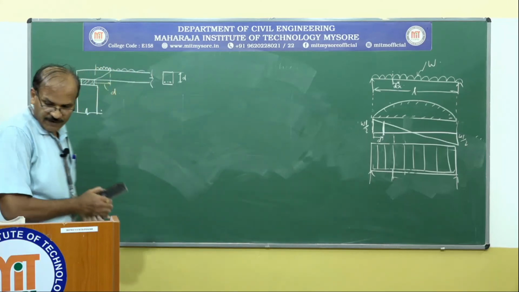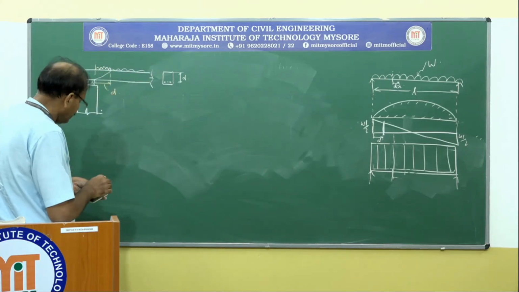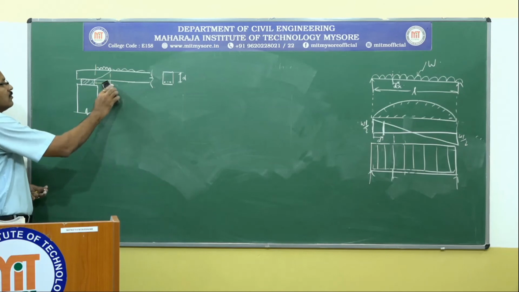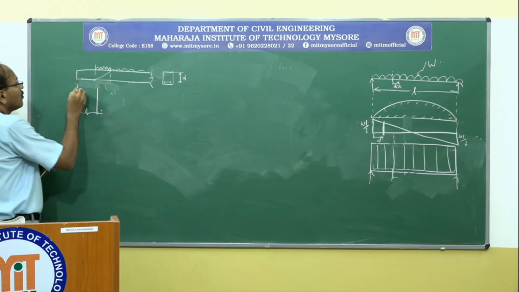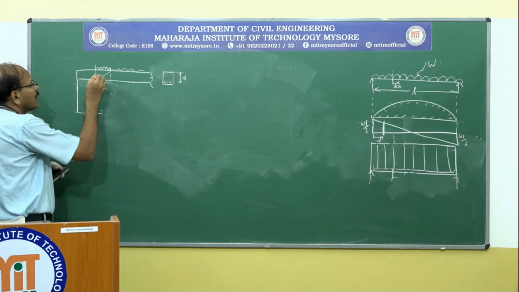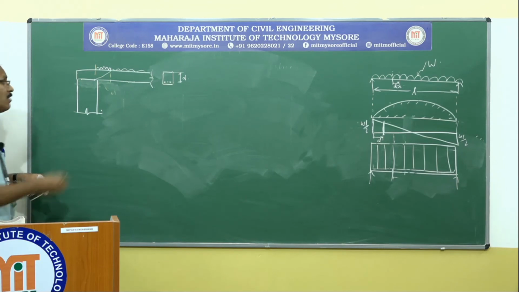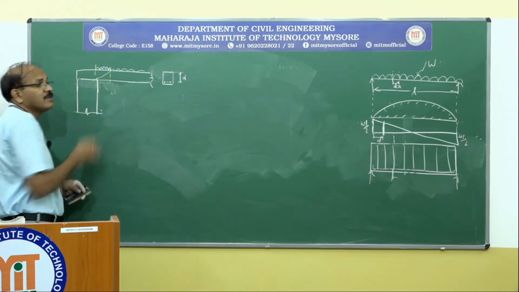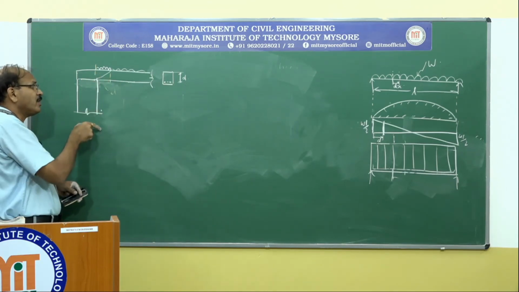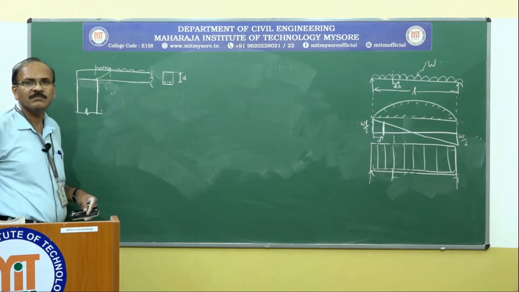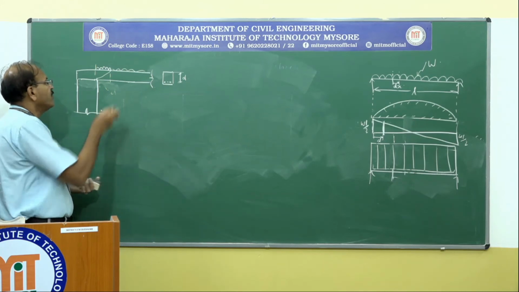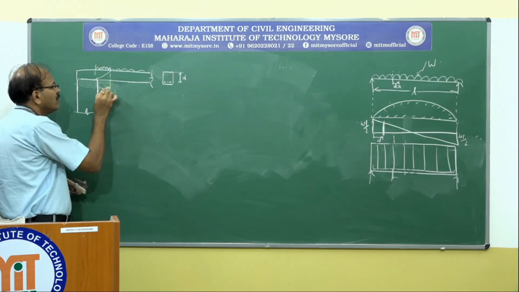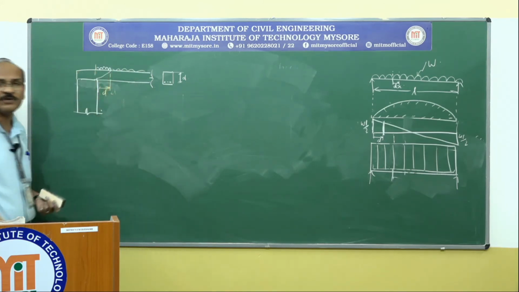So if I consider this support continued like this, now this becomes the face of the support. This is a support on which this beam is simply sitting. So d should be measured from here. And this is the critical section for shear.